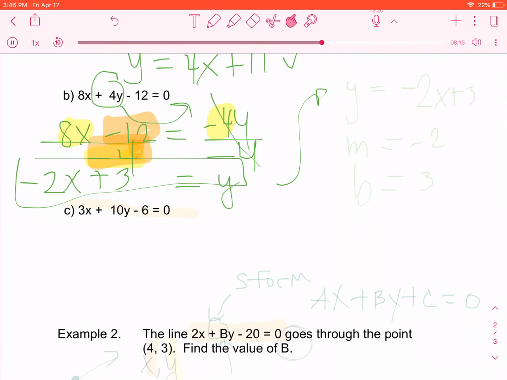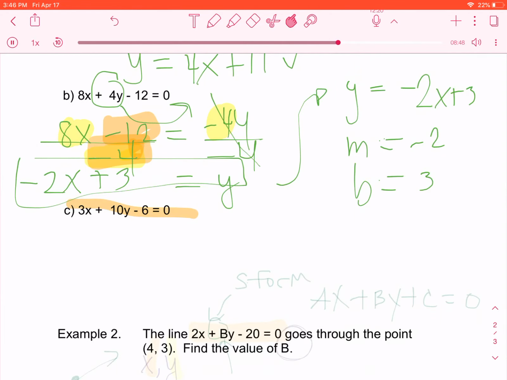Okay, so that's y equals negative 2x plus 3, where your y-intercept and slope can be found by noticing m is negative 2, so your slope is negative 2, your y-intercept would be positive 3. Okay, and last but not least, skip C. You guys can try that one on your own. See if you can do this.